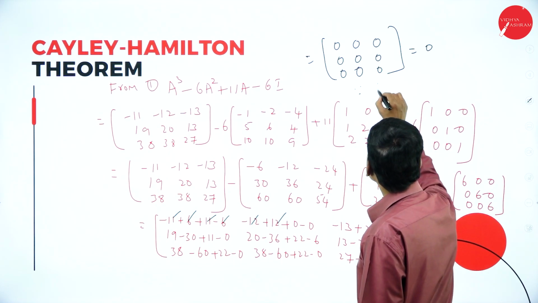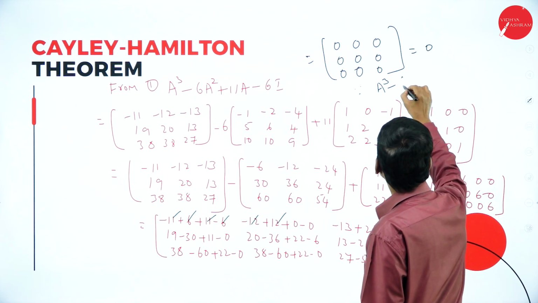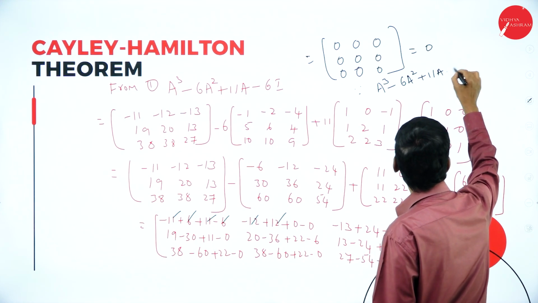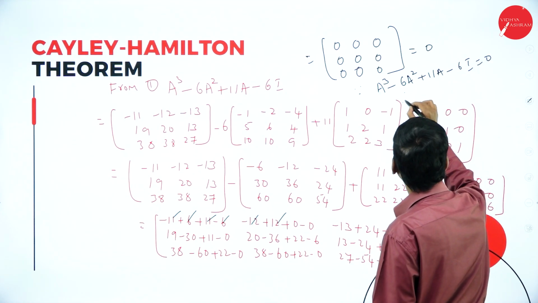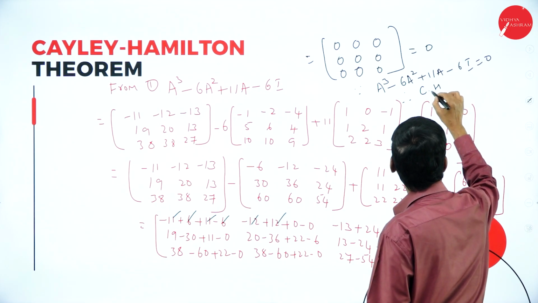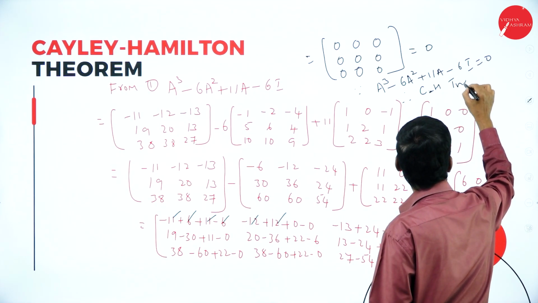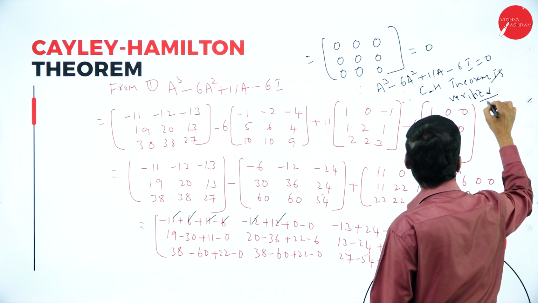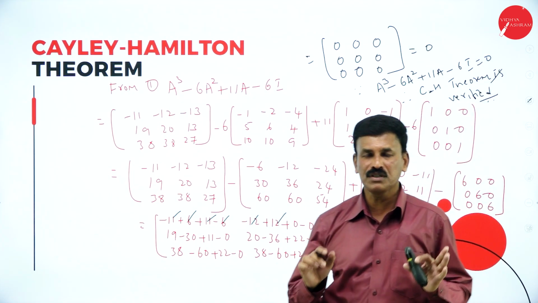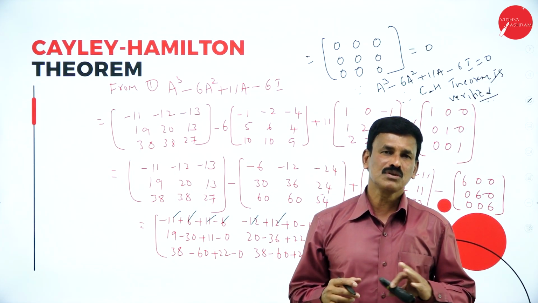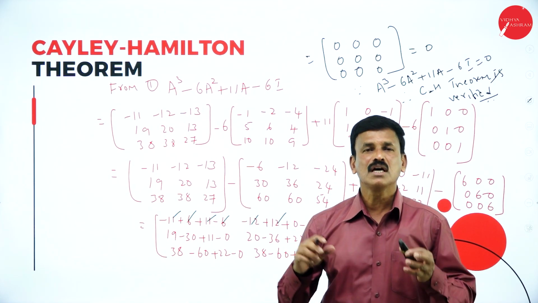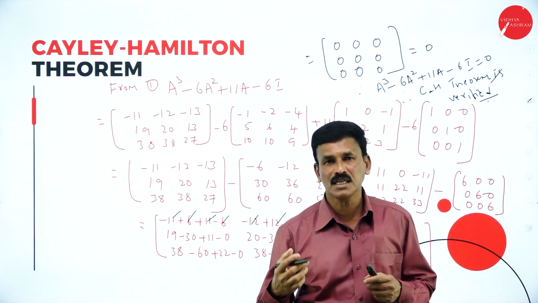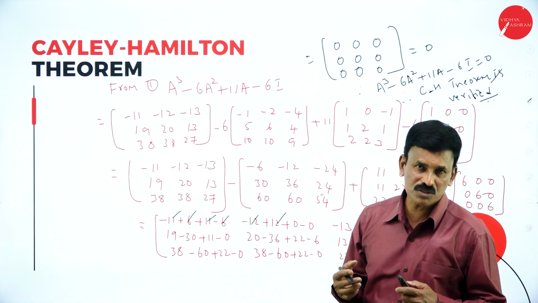Now since A cube minus 6A square plus 11A minus 6I is equal to 0, therefore Cayley-Hamilton theorem, CH theorem, is verified. So if you do this much, you will get 10 marks. So if you verify Cayley-Hamilton theorem, so just find out the characteristic equation and verify Cayley-Hamilton theorem for a 3 rows 3 columns matrix, definitely you will get a 10 marks question. So you will get definitely 10 marks from this.